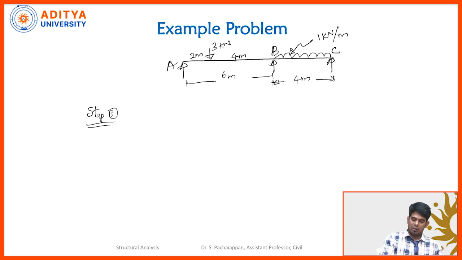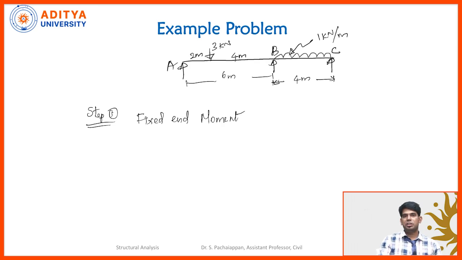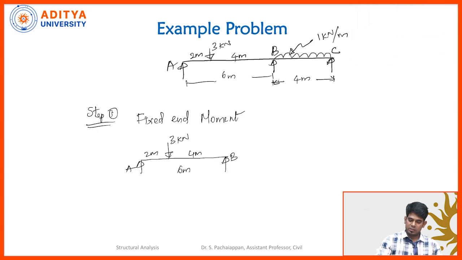Step 1, we need to calculate the fixed end moment. In the fixed end moment, we need to go span by span. So first I am taking span AB. Let's draw the free body diagram: 6 meters, with the eccentric point load of 3 kN, 2 meters from support A and 4 meters from support B. These are the two fixed end moments we are going to calculate, MF AB and MF BA.